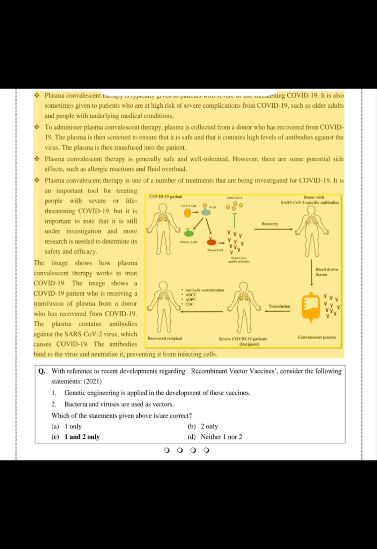Plasma convalescent therapy is typically given to patients with severe or life-threatening COVID-19. It is also sometimes given to patients who are at high risk of severe complications from COVID-19, such as older adults and people with underlying medical conditions. To administer plasma convalescent therapy, plasma is collected from a donor who has recovered from COVID-19. The plasma is then screened to ensure that it is safe and that it contains high levels of antibodies against the virus. The plasma is then transfused into the patient.